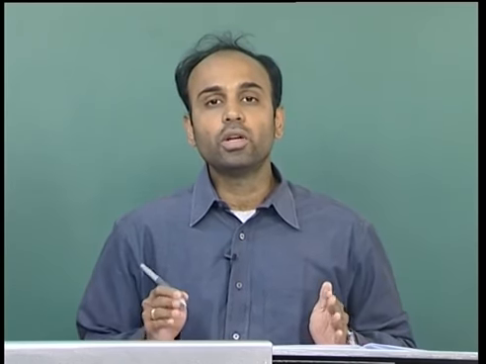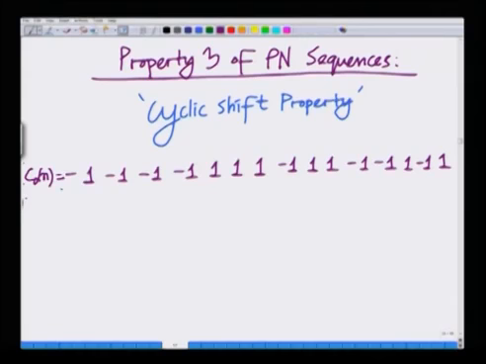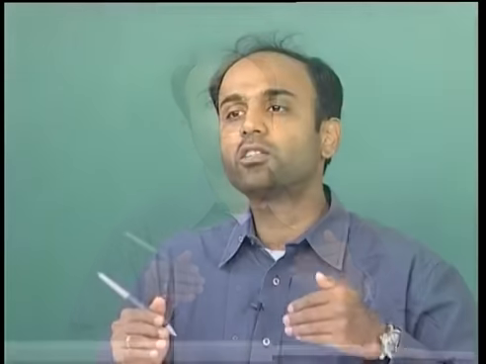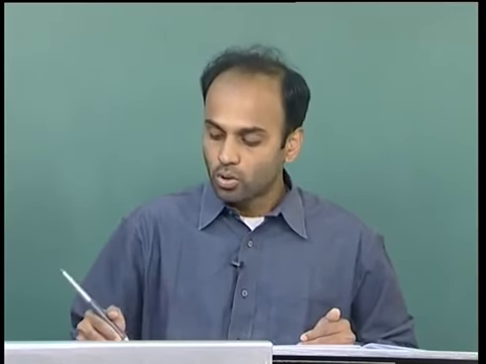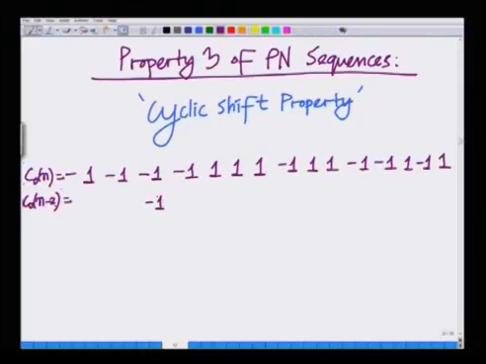Now, what I am going to do is take this code and shift it in time. I am going to consider C0 of n minus 2, which is taking each chip of this code and shifting it to the right by 2 units. Remember, f of t minus t naught is a shift in time by t naught. Similarly, C0 of n minus 2 is shifting in time by 2 chips. So, here the shifted code will look like this: minus 1 will come over here, and this minus 1 will go over here. I am writing it underneath.